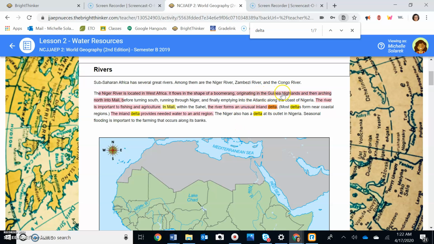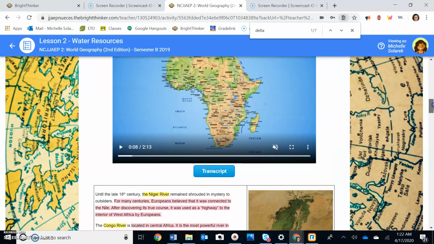It originates in the Guinea Highlands and then arches north into Mali. The river is important to fishing and agriculture in Mali within the Sahel. The river forms an unusual inland delta. The inland delta provides needed water to the arid region.